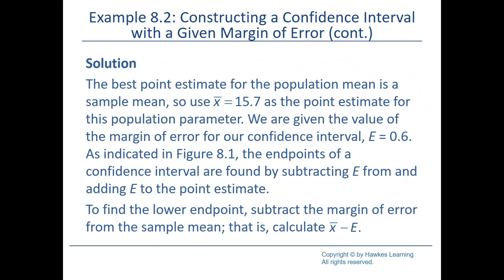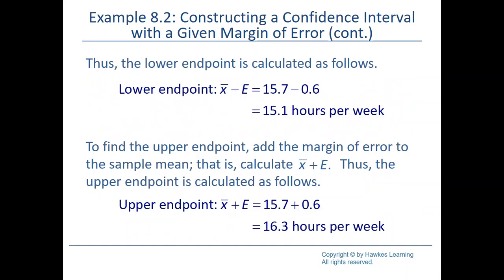So basically, I'm just going to take that 0.6 and add it and subtract it to find our interval itself. To get the lower endpoint, we're going to subtract the margin of error from the sample mean. That is X bar minus E, and that's 15.7 minus 0.6, which gives me 15.1. Now to get the upper part of it, we're going to add the margin of error to the sample mean, so X bar plus E. Thus, we end up with our upper endpoint, which is 15.7 plus 0.6, which is 16.1.